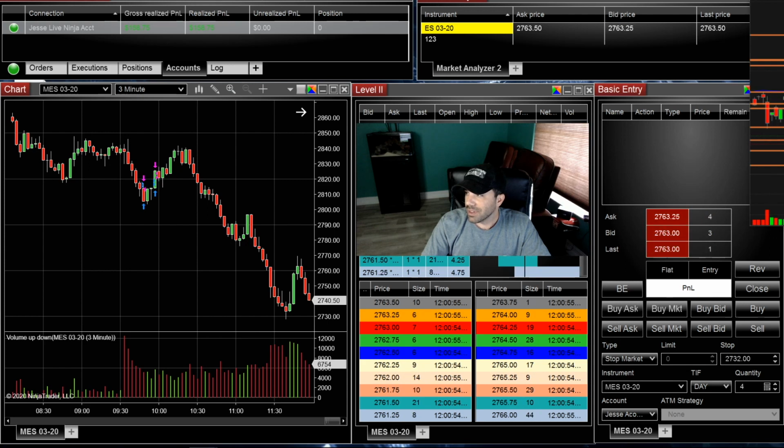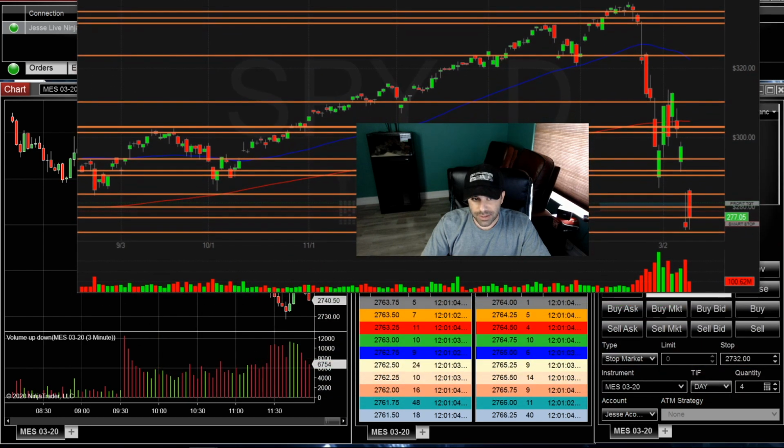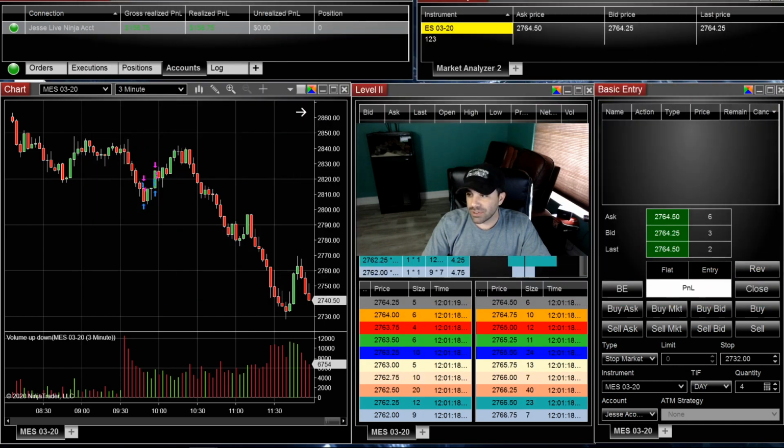The daily on the SPY right now is really wild. Let me bring this over here real quick. As you can see there, really, really wild. We've actually bounced twice off of this 270 area now, yesterday and today. So let's see if it wants to hold. I mean, that area goes back to June of 2019. So let's see if that wants to hold.